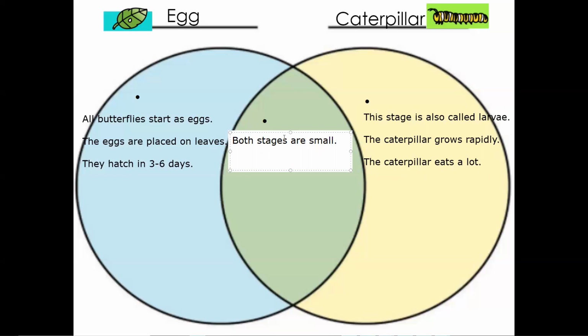Let's see what else is true for both stages. I also see in our notes that for the stage 1 egg, it says that they turn dark when they're ready to hatch. That's for the eggs. And for stage 2 caterpillars, it says that their skin changes as they grow. So I think it's safe to say that they both go through changes with time. So let's put that in the middle. We're going to write both stages change with time.